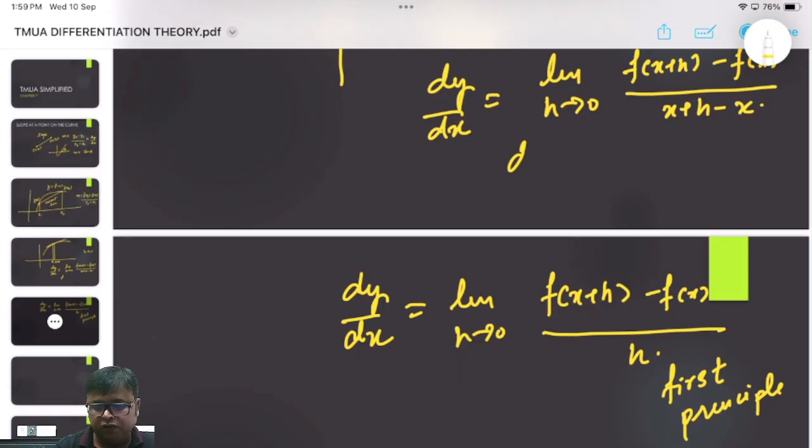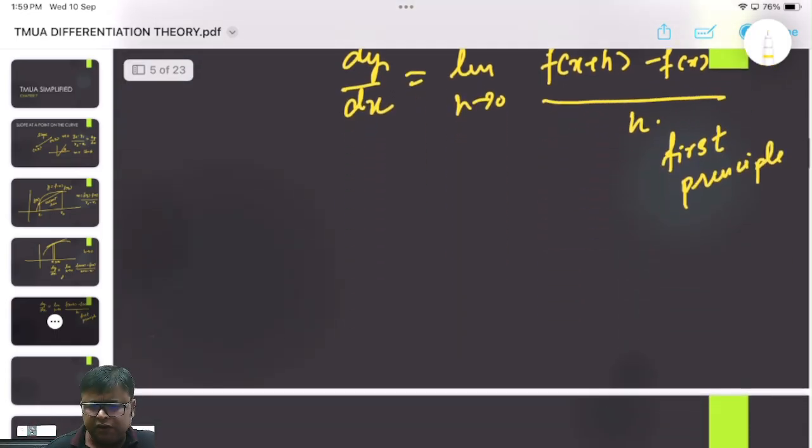It's very important for you to know that dy by dx, or differentiating a function at a point, means finding the slope of the tangent at that point. Okay, so it is very important to understand this, right? Now, there may be many things to it, differentiability and all, but that's not what the TMUA tests you on.